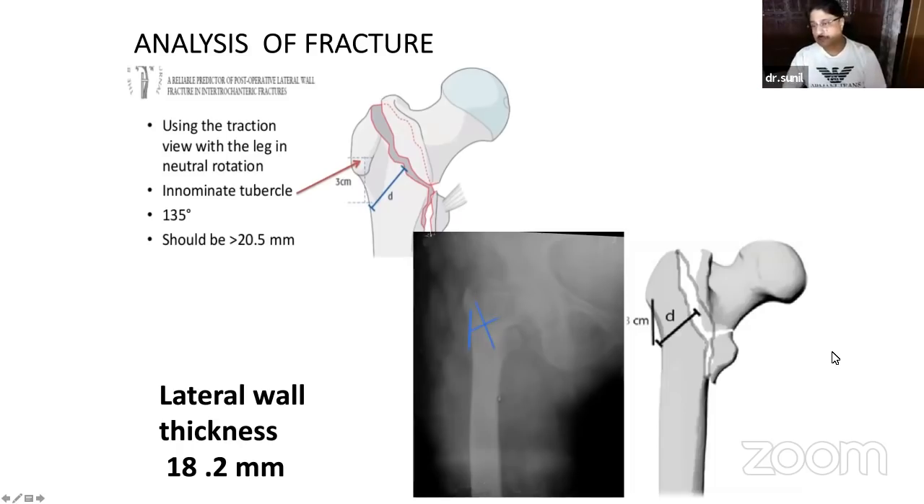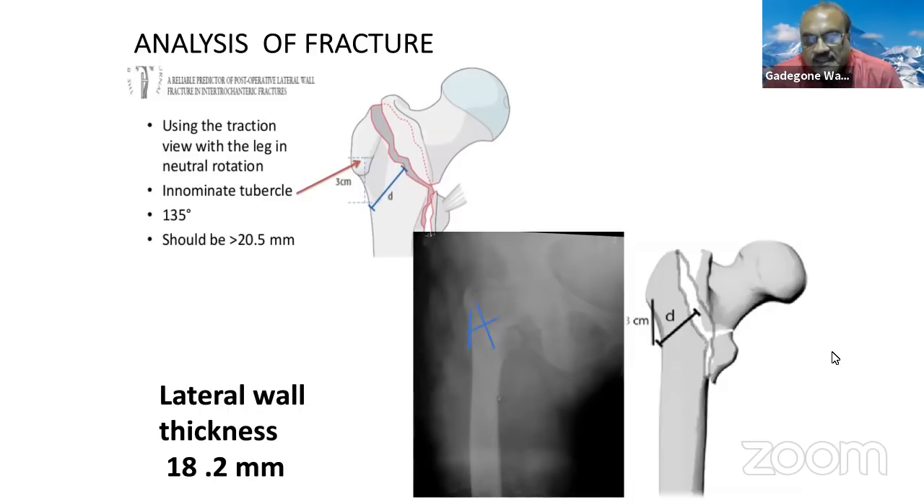So this surgery was done in 2007. My understanding was that at that time the lateral wall was not given much importance. Now I am retrospectively getting the X-ray reviewed. Because of the quality of the X-ray from a small X-ray machine, you can see that the lateral wall thickness here is only 18.2 mm. As Sushruth said, 20.5 mm should be the minimum lateral wall thickness conducive for DHS fixation, otherwise it will fail. So it should be more than that.